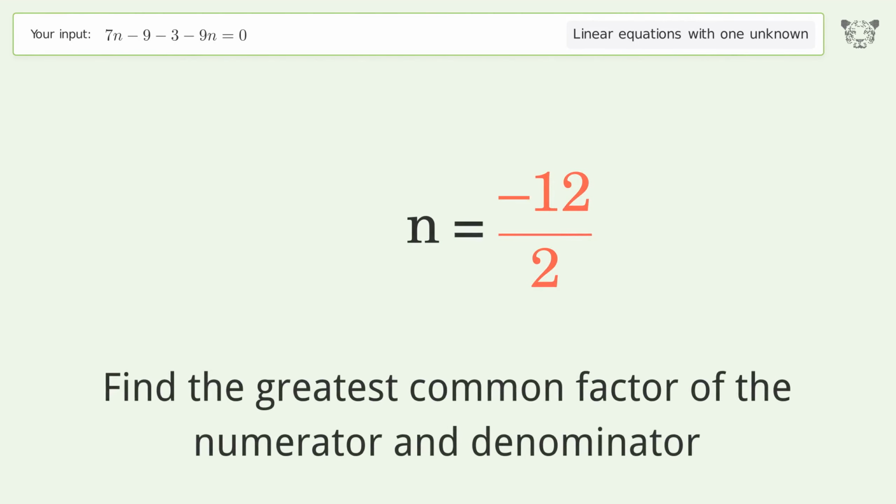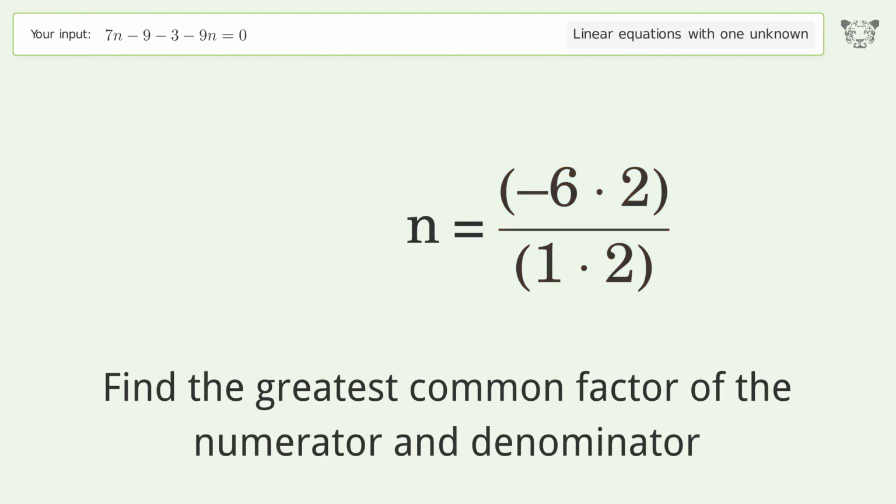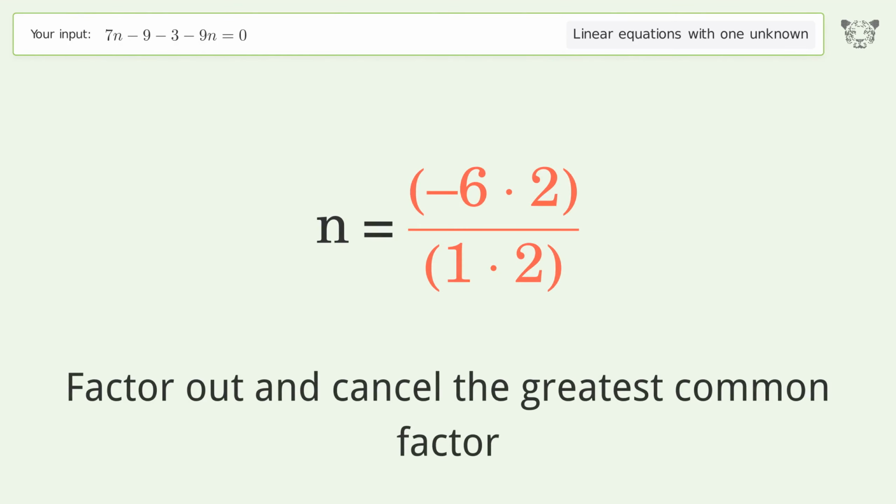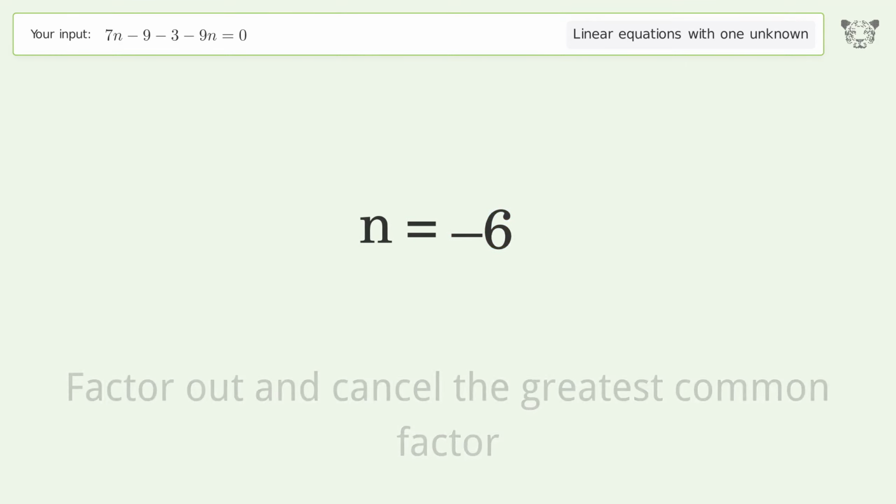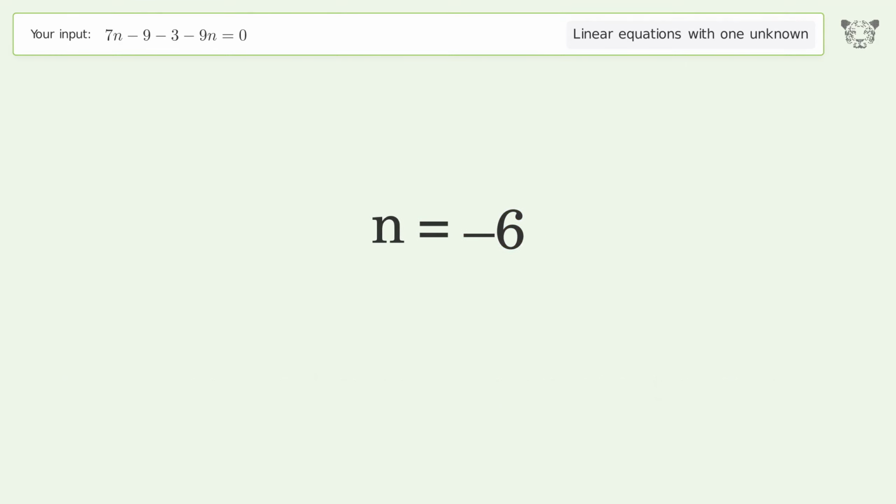Find the greatest common factor of the numerator and denominator. Factor out and cancel the greatest common factor. And so the final result is n equals negative 6.